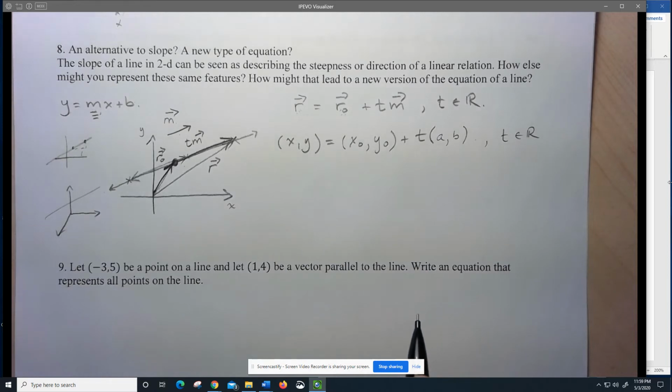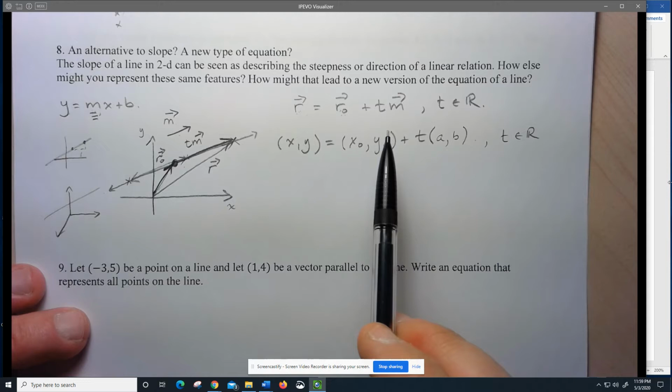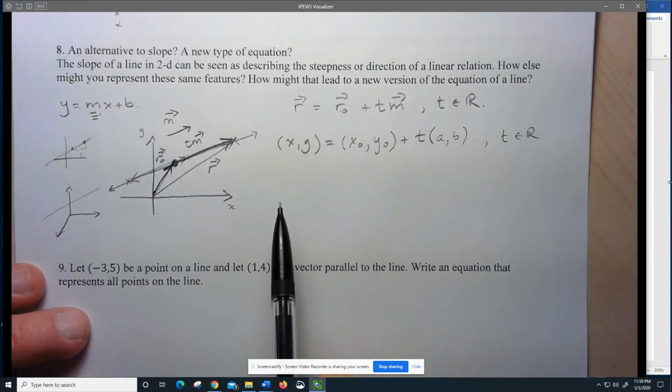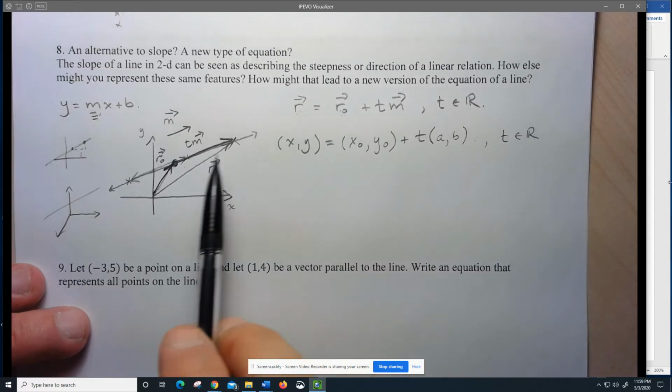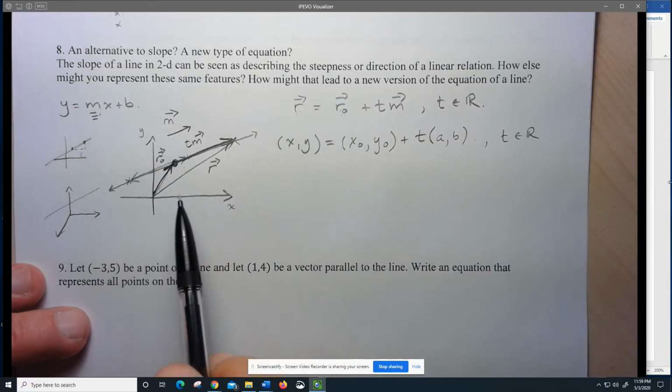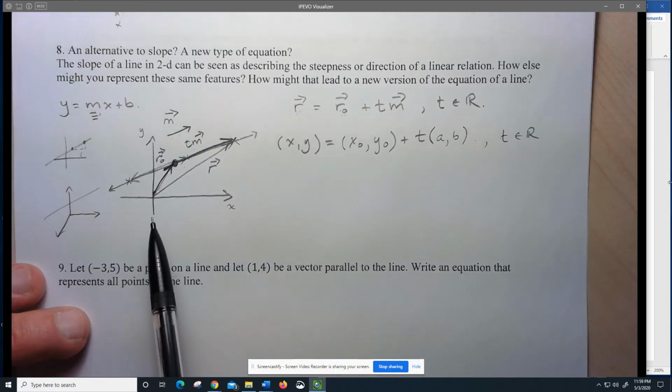So this gives us an alternate way, a third way, of defining the equation of a line in 2 dimensions. But what I'm hoping you'll see is that this is the method that's going to allow us to bump it up to 3D.